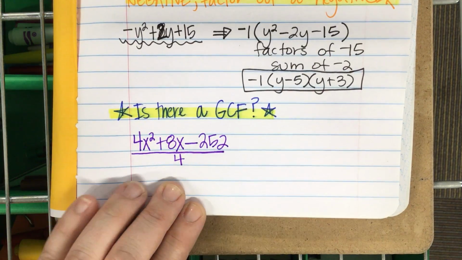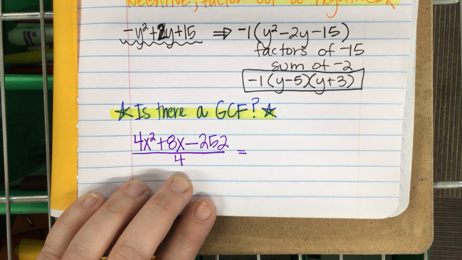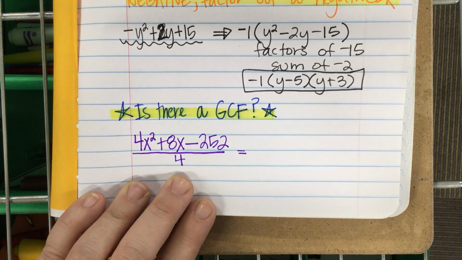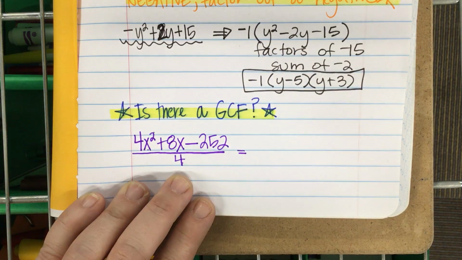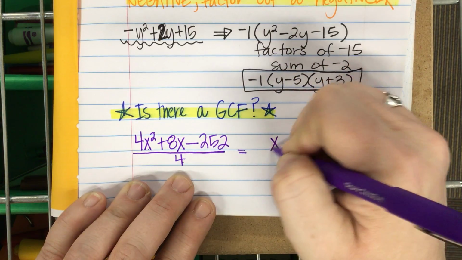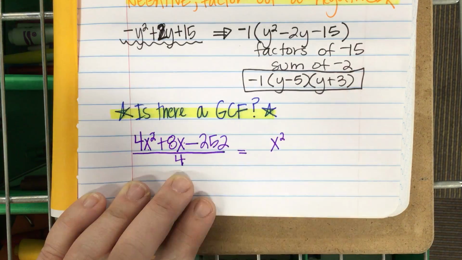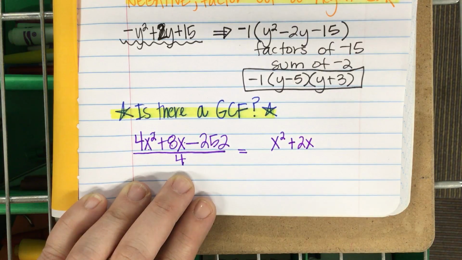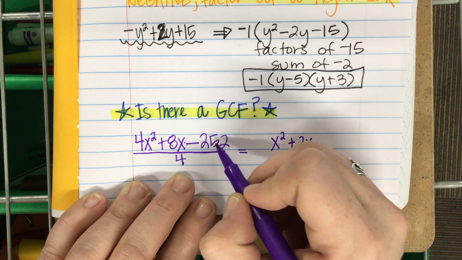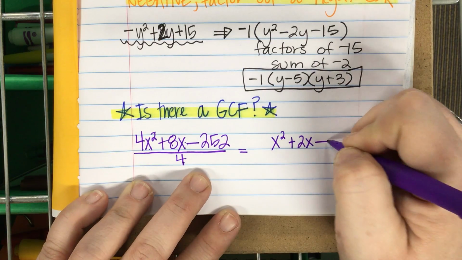So you divide everything by 4? Everything gets divided by 4. I don't like this. Why not? This is what we did yesterday, greatest common factor. What's 4x squared divided by 4? X squared. What's 8x divided by 4? 2x. What's negative 252 divided by 4? Negative 63.